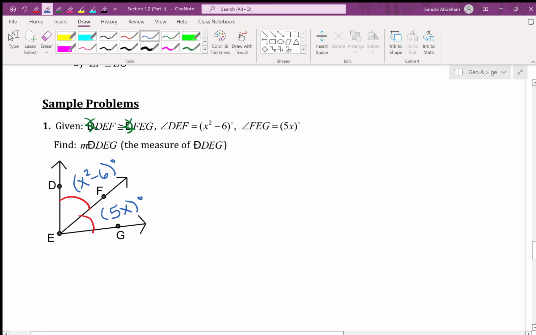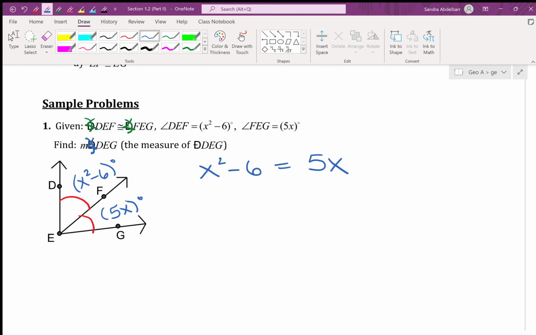Now we want to find angle DEG. In order to find angle DEG, I need to solve for x. Well, didn't we just mark that these two angles are congruent? Yeah, so shouldn't these two expressions be equal to each other? So we're going to say x squared minus 6 is equal to 5x. How many people were able to get that far?